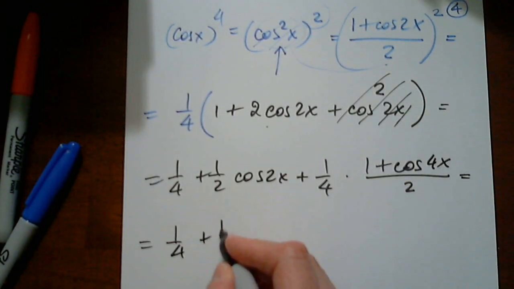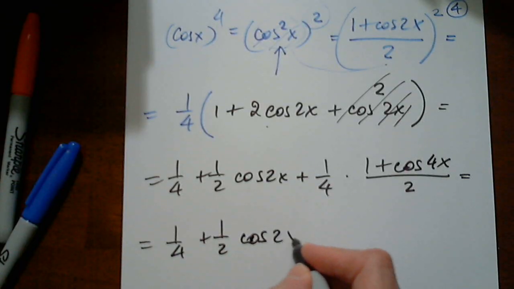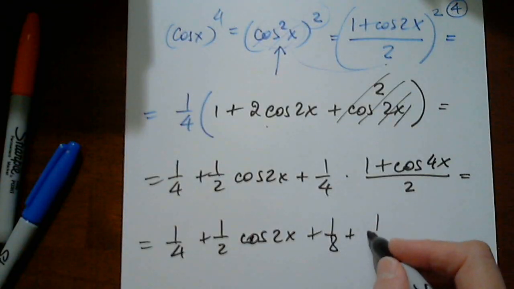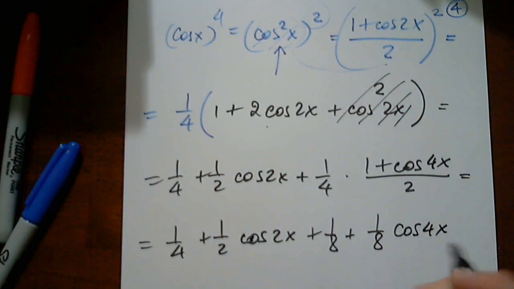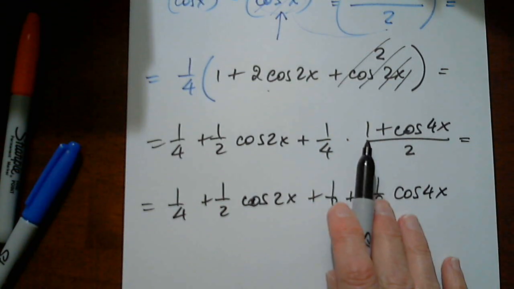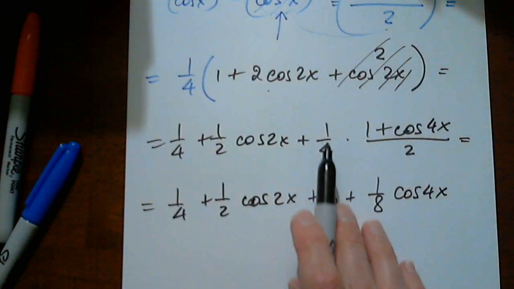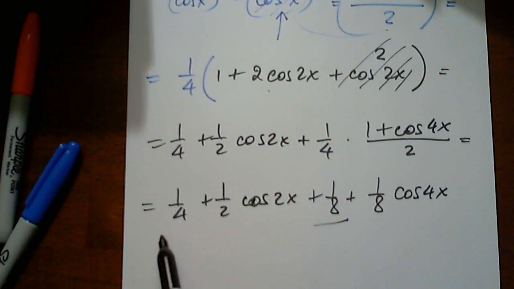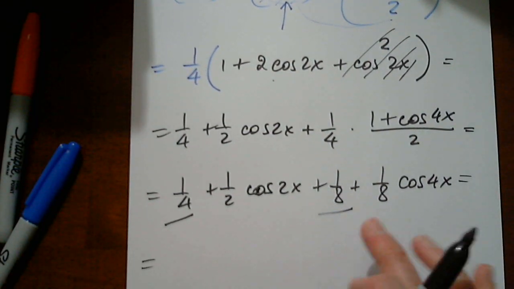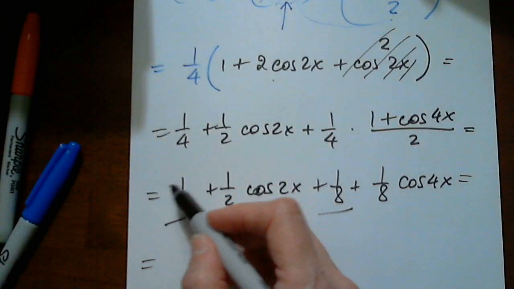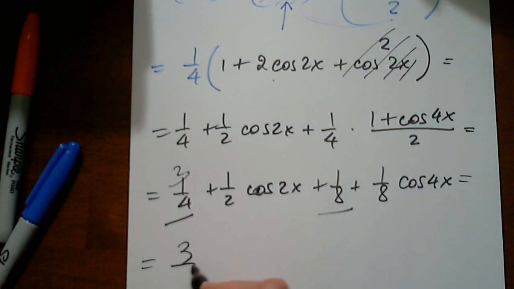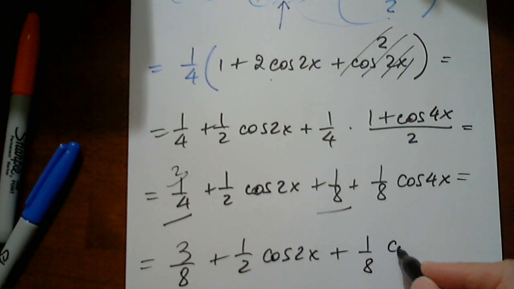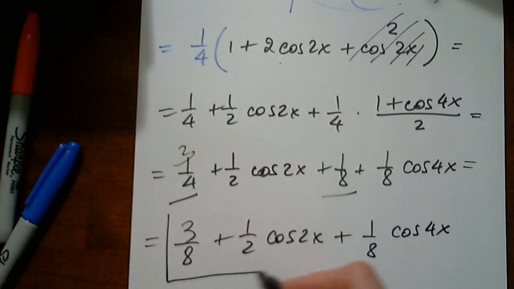So 1/4 plus 1/2 cosine 2x. 1/4 times 1/2 is 1/8 plus 1/8 cosine 4x. 1/4 distributed to 1/2, and 1/4 distributed to cosine 4x over 2. I have to add these two. The least common denominator is 8, so I need 2 plus 1. So 3/8 plus 1/2 cosine 2x plus 1/8 cosine 4x. And this is it.